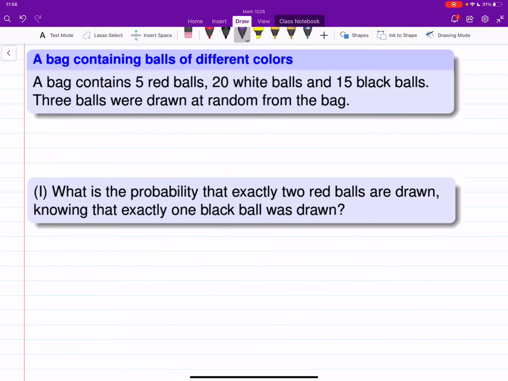Hello everyone. In this video, we'll do a word problem for conditional probability. Here we have a bag containing 5 red balls, 20 white, and 15 black balls. 3 balls were drawn at random from this bag.